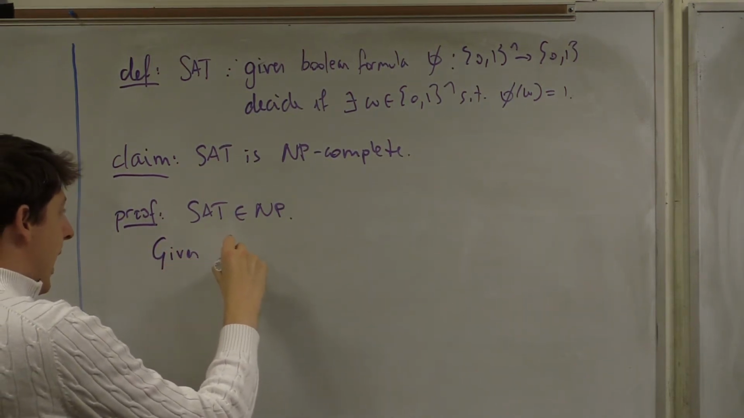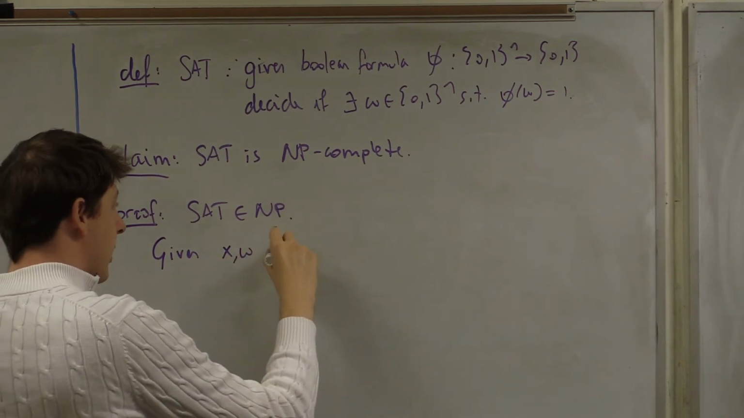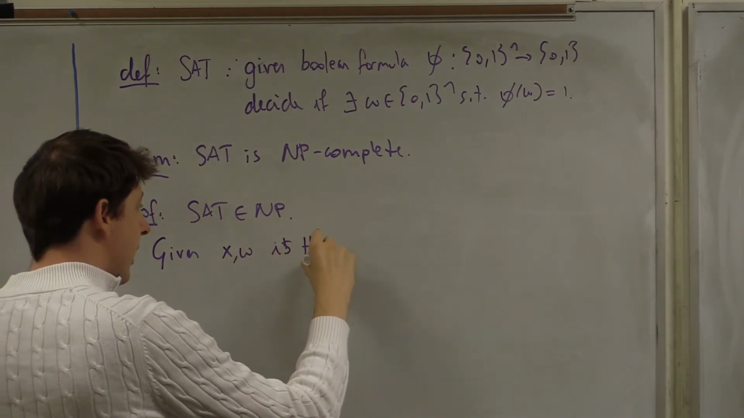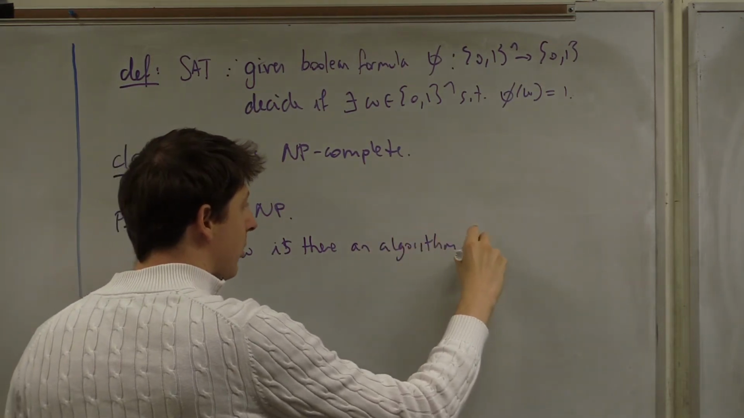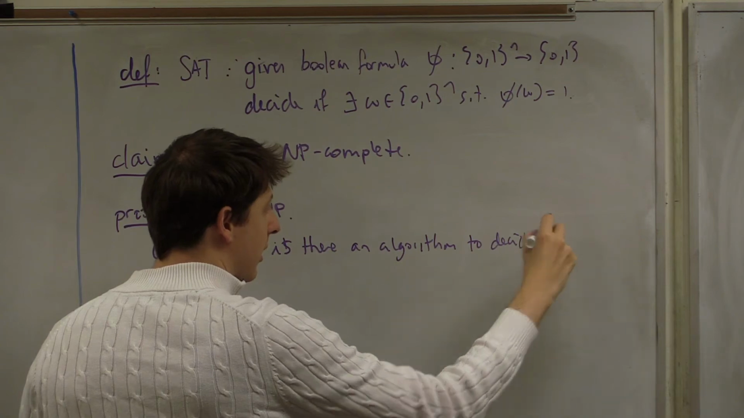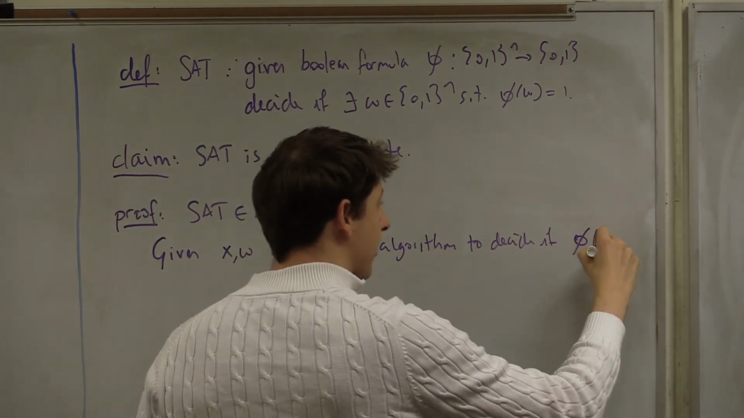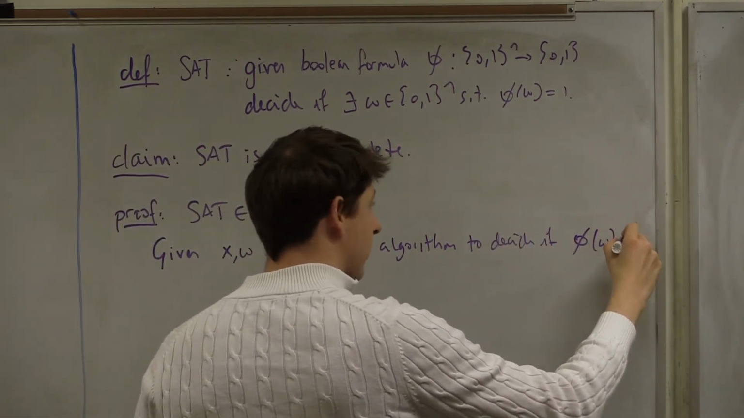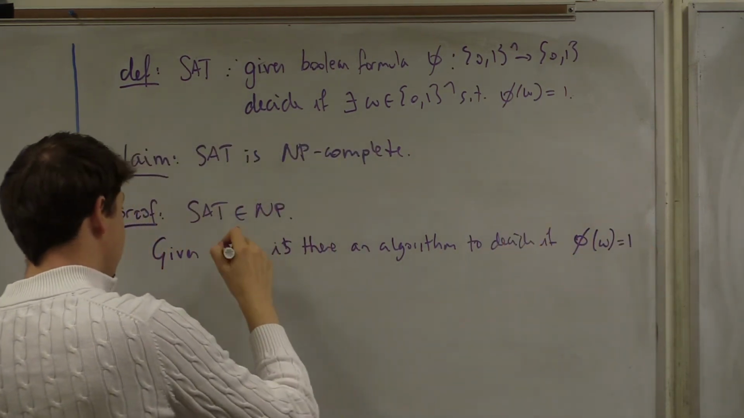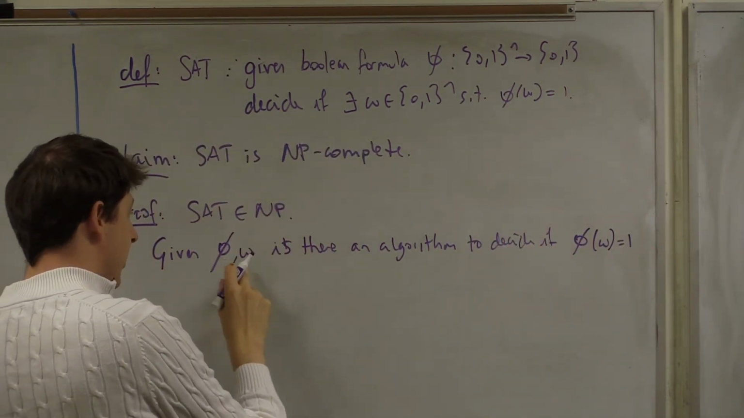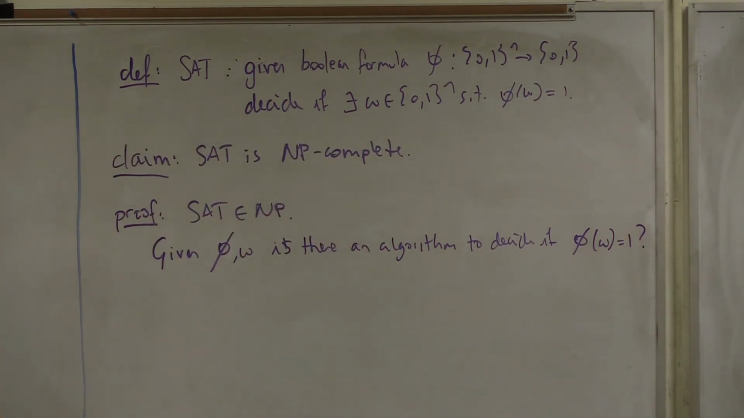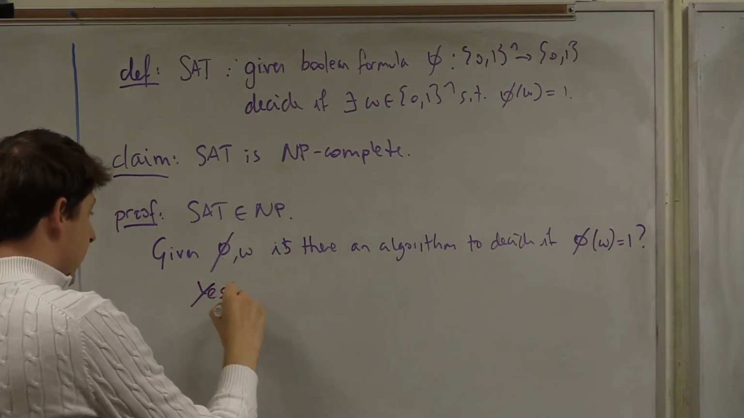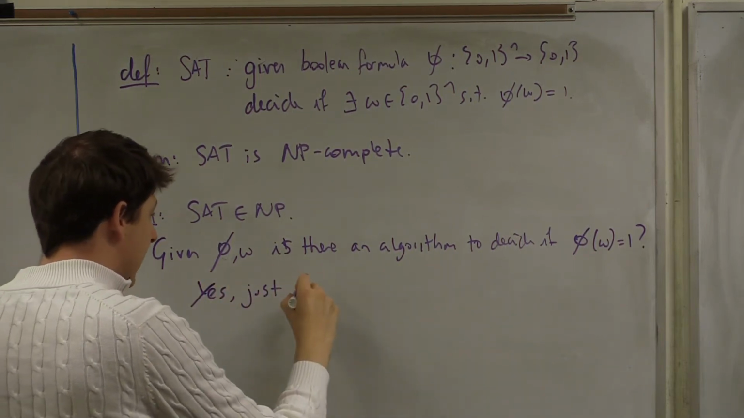given X and W, is there an algorithm to decide if the formula evaluates? So, given an instance phi and a witness W, is there an algorithm to decide if the formula on the input W equals 1? Well, yes. Just evaluate the formula. It's even a linear time algorithm.